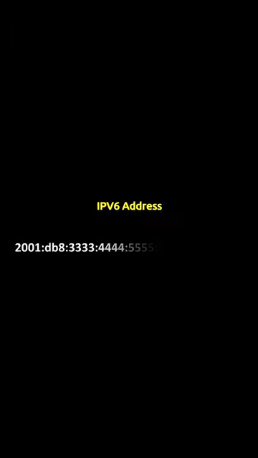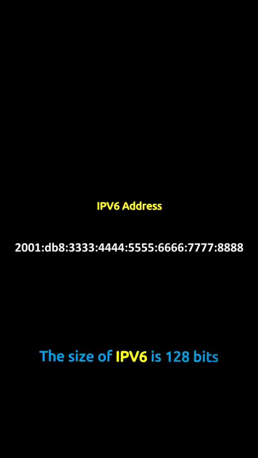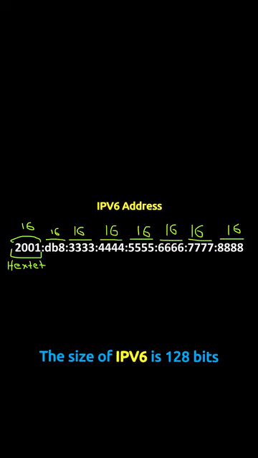This is how it looks like: 2001, 0DB8, 0333, and these are separated by colons. As I told you earlier, the length of IPv4 is 32 bits. The length of IPv6 is 128 bits, with each part of 16 bits. That's why these parts are called hextets. There are 8 hextets in IPv6, so 16 times 8 gives us 128.